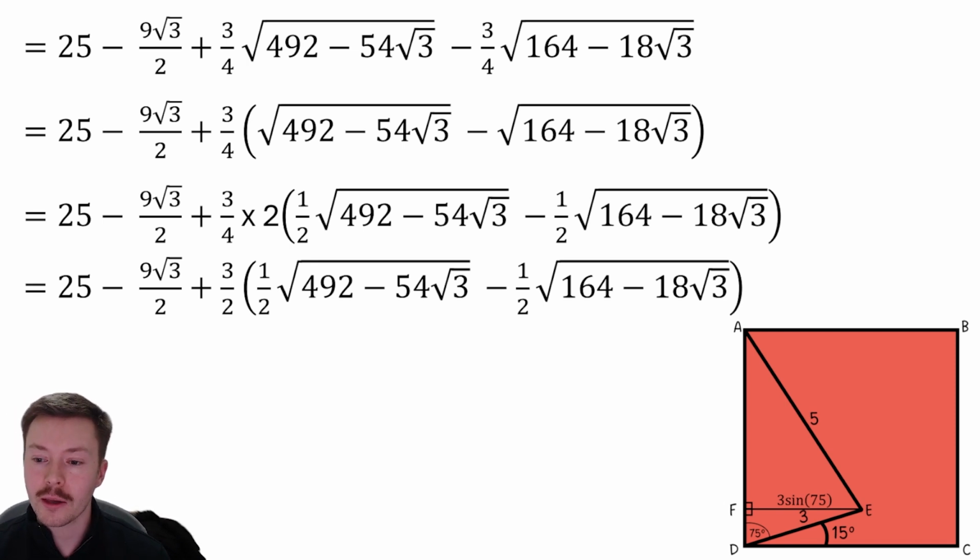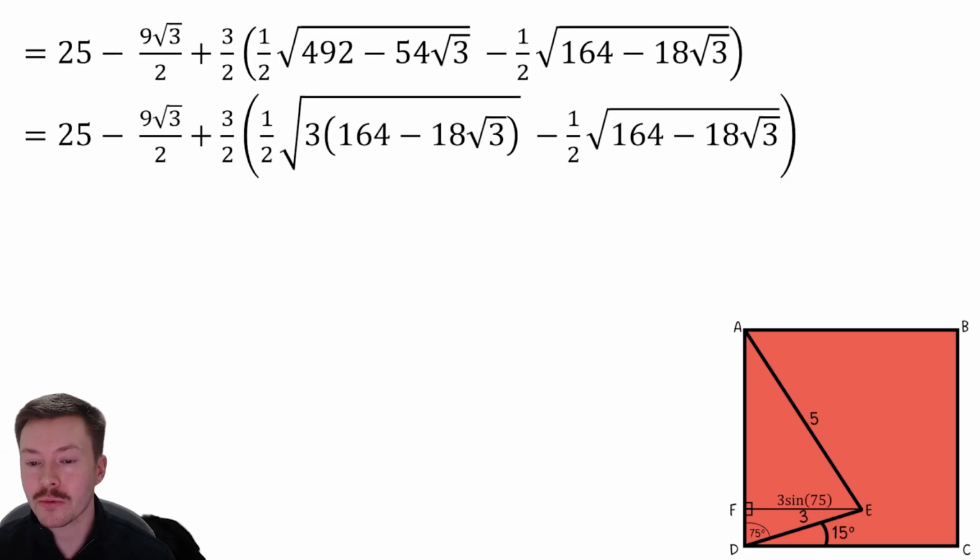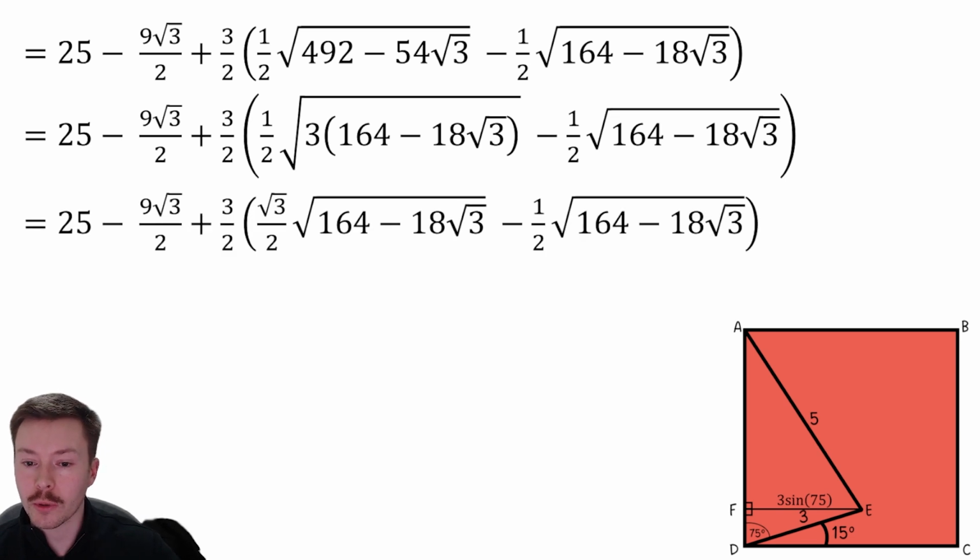Now from there, I need to spot something else. And really what I need to spot is that inside that bracket, the 492 minus 54 root 3 is 3 times 164 minus 18 root 3, that right-hand surd. So I'm going to factorise that 3 out of the 492 minus 54 root 3. And that is actually root 3 in there because it's still inside my square root. I'm going to bring that outside, so I get root 3 over 2 lots of the square root of 164 minus 18 root 3.